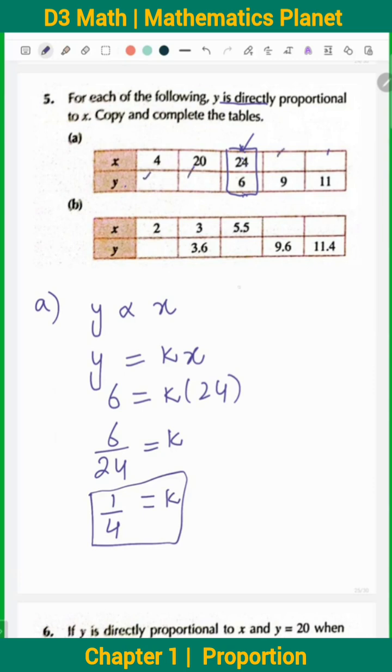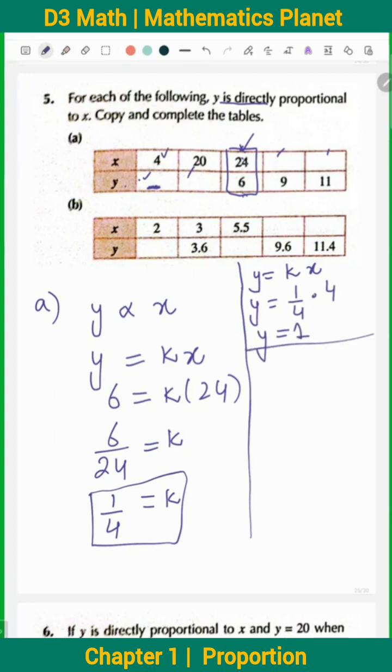Okay. Let me do the number 1 for you. So you can write y is equal to kx. What is y? You need to find this. In this first column, you need to find y. And what is k? K is 1 by 4. What is x? X is 4 over here. So you will get y is equal to 1. So the answer of y would be 1.